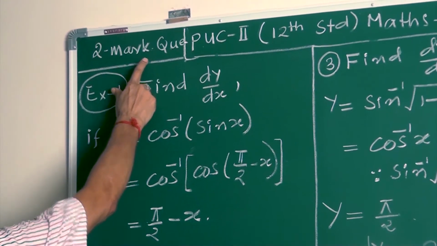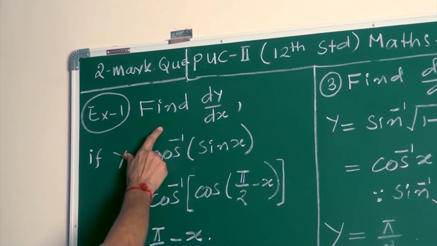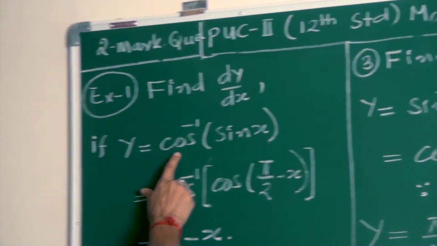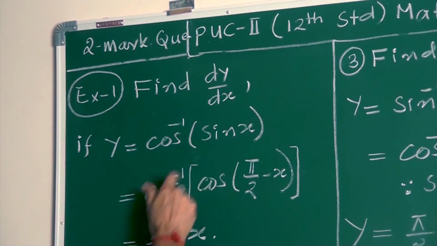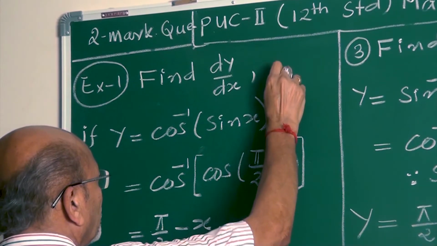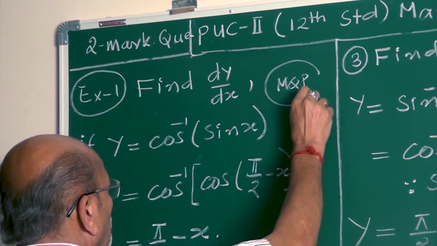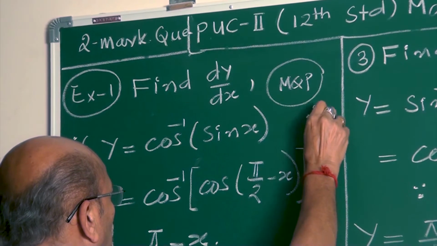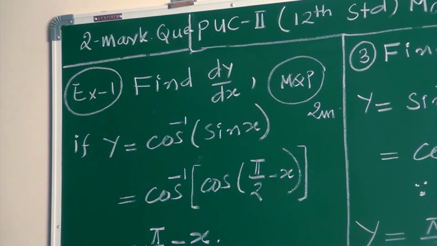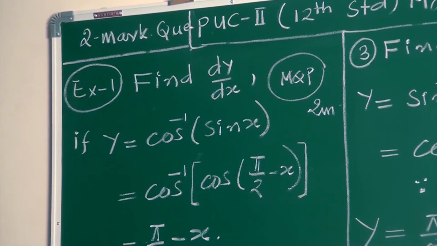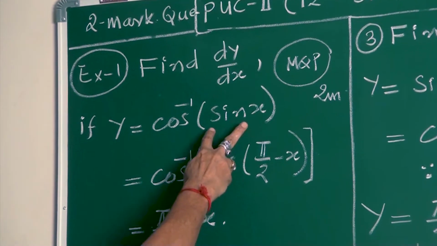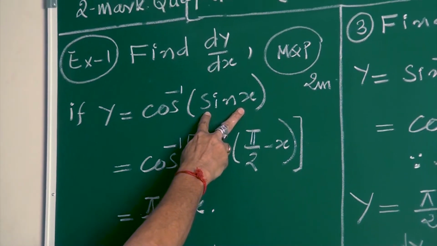2 mark questions. This is the first example. Find dy by dx if y equals cos inverse sin x. It is there, my friends, in the model question paper, a very recent 2 mark question. Now you know we have already done such examples, it is there in the main video.